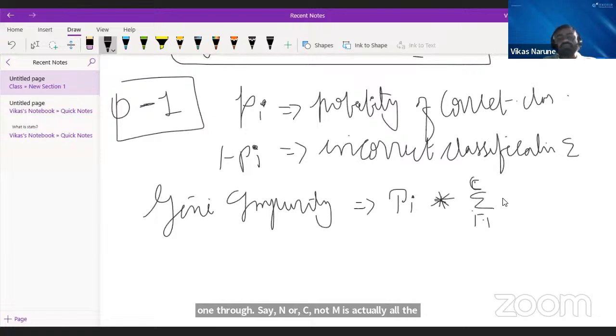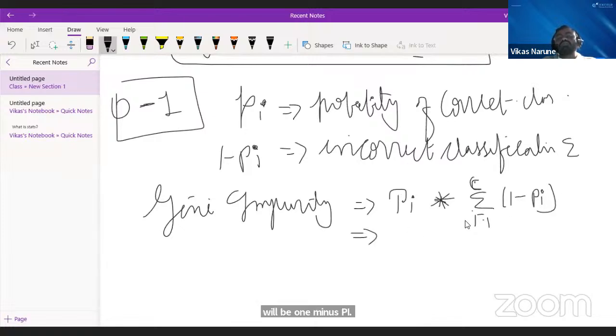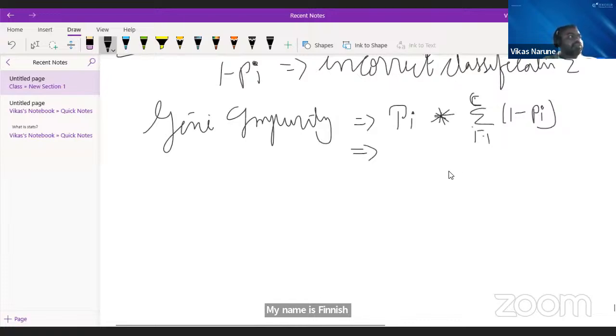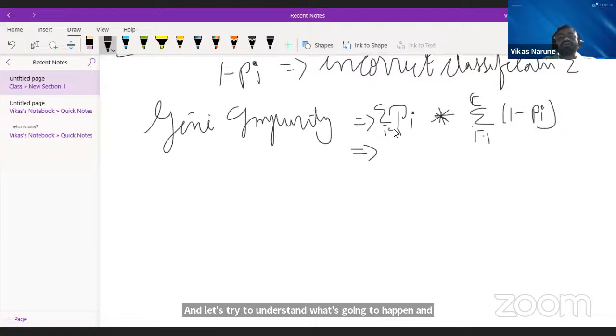What is my incorrect classification? The incorrect classification will be 1 minus pi, right? This is what this formula actually is. And let's try to understand what's going to happen. This is also the correct classification, right? This is going to be a summation of all the correct classes into the summation of all incorrect classifications.